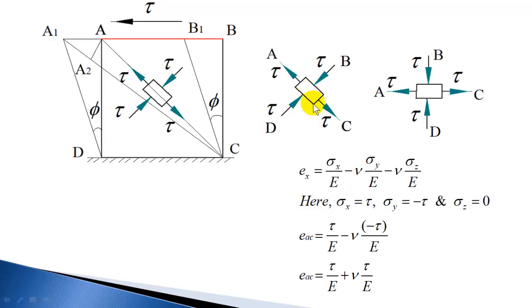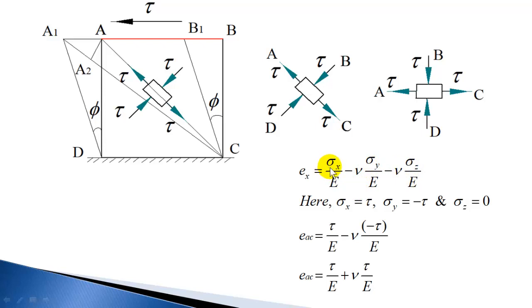Now I just rotated the element and shown it like this. AC I put horizontal for easy understanding. I just place the element like this. Now along AC there is a tensile stress, and along BD there is a compressive stress. We can take these as the x-axis and y-axis, and we have already studied how to find the strain along the x direction. When it is subjected to a three-dimensional state of stress, the strain induced along x is epsilon x equals sigma x by E minus nu sigma y by E minus nu sigma z by E.